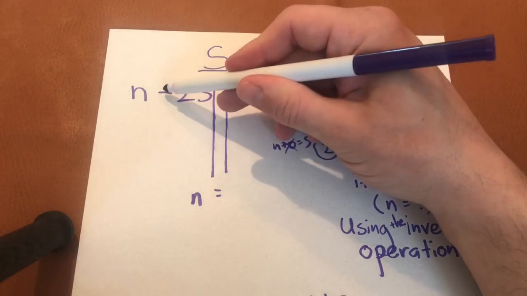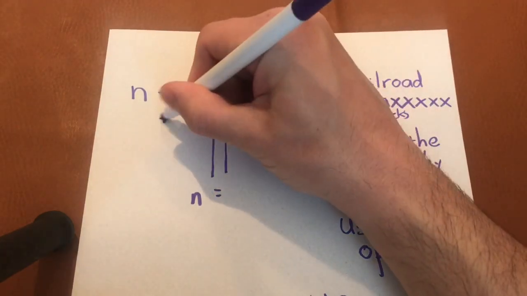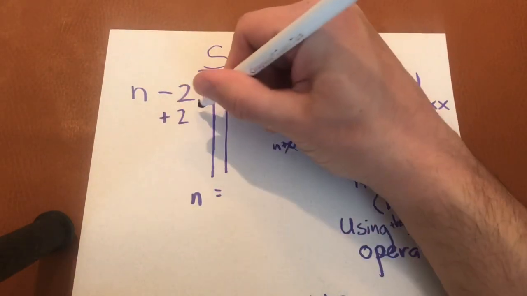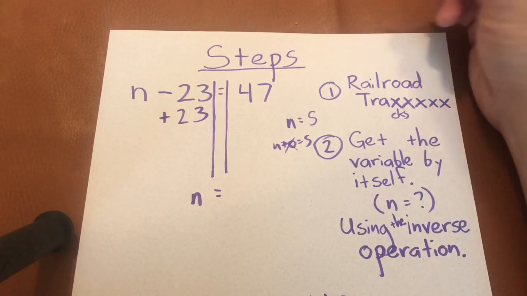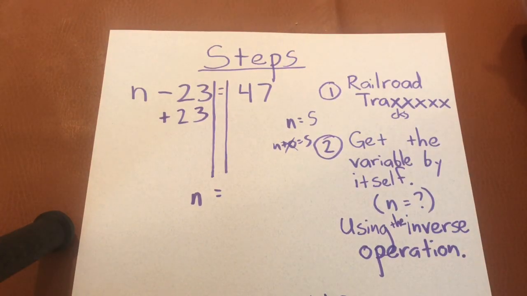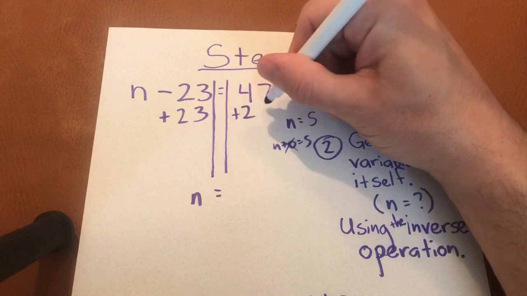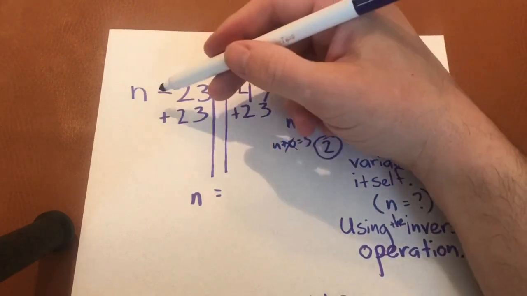What's the opposite of subtraction? Addition. Okay, and if I'm going to add 23 to this side, what do I need to do to this side? Got to add 23 over here as well.